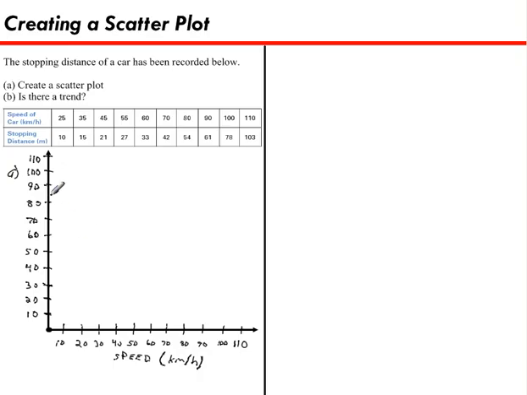Now we need a title for the y-axis, and it's the stopping distance in meters. And since I'm running out of room, I'll just put SD for stopping distance, and my units, of course, are meters. There we go.